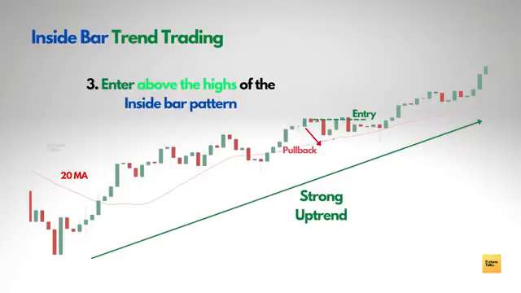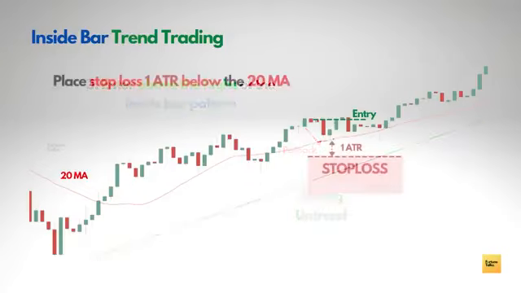Or you can wait for the confirmation. That is, wait for the breakout candle to close above the inside bar's previous candle's high so as to avoid being trapped by the Hikake pattern. For this trend trading strategy, you can consider setting your stop loss 1 ATR away from the 20 moving average, since the market finds support at the 20 moving average.